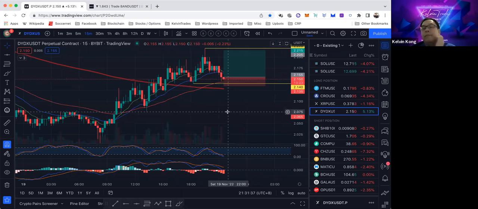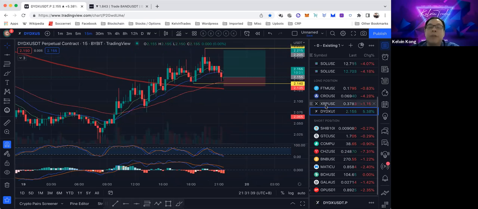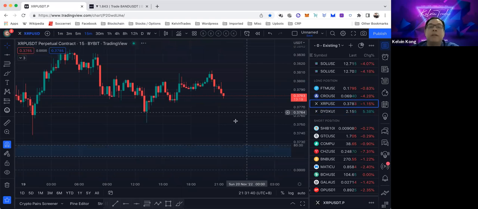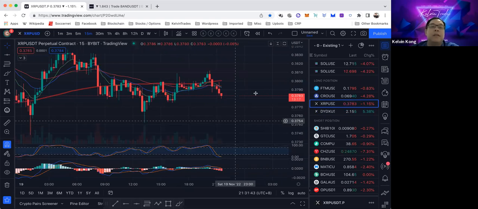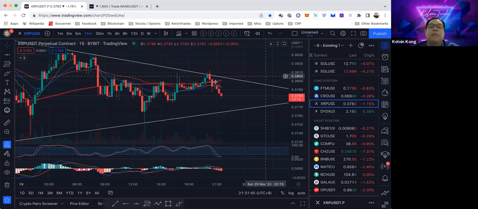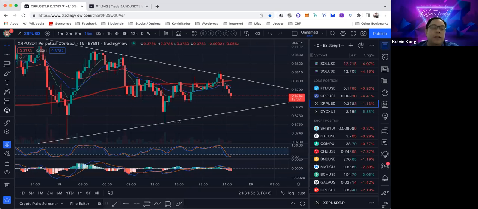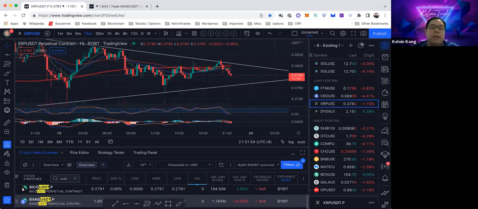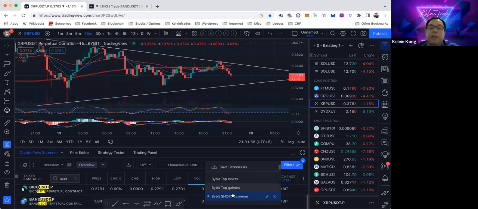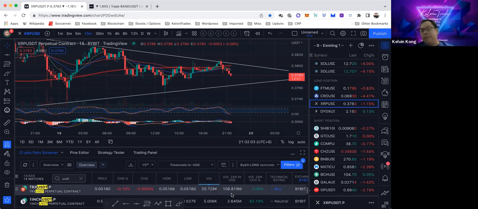Let's see XRP, whether it broke out from the trend line or not. It broke out, came back down. Okay, let's go and find any coins from the screener. Hey guys, any pump and dump or not? If you all found any pump and dump, let us know.